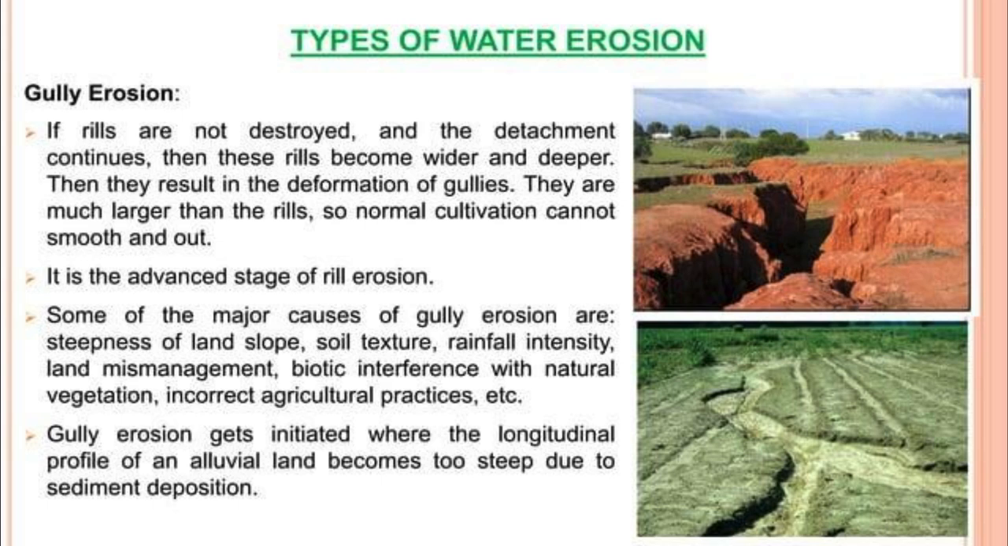Some of the major causes of gully erosion are as follows: steepness of landscape, soil texture, rainfall intensity, land mismanagement, biotic interference with the natural vegetation, and incorrect agricultural practices. Gully erosion gets initiated where the longitudinal profile of the alluvial land becomes too steep due to sediment deposition.